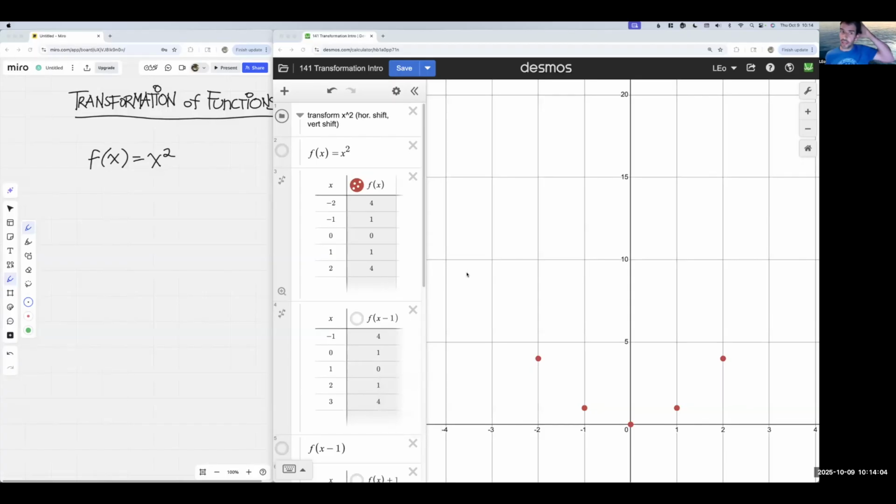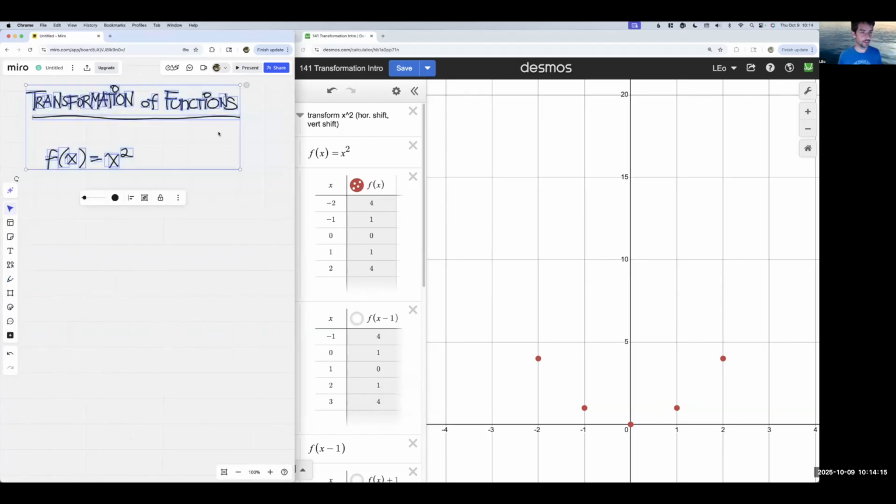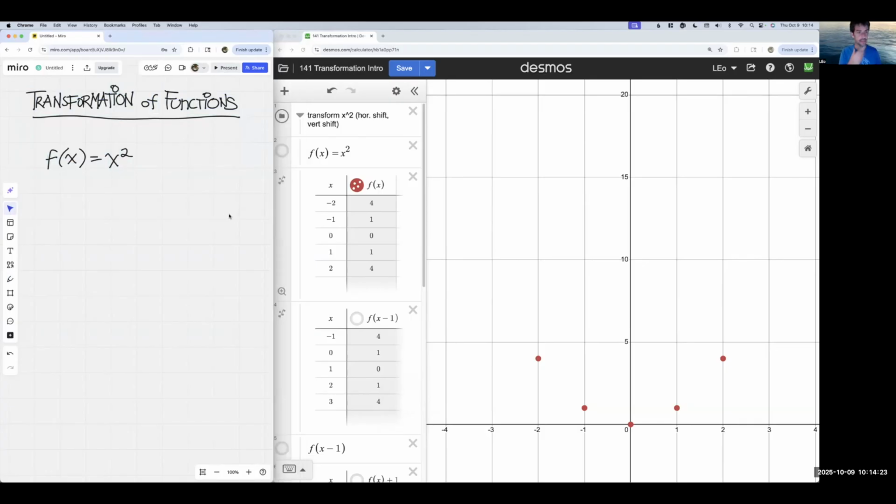Hey everybody. So we're going to look at another topic now. It's called transformation of functions, or transformations of functions. There'll be multiple transformations we'll do. In any event, let's just start this with a simple example. But first, a little background.